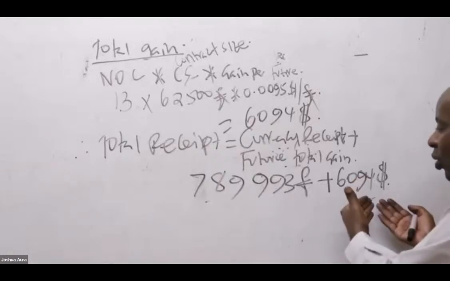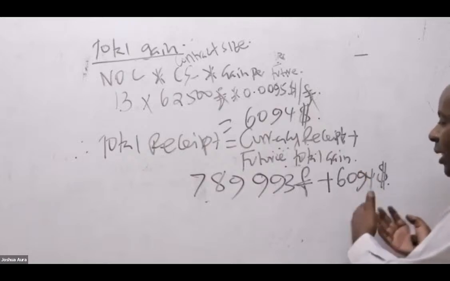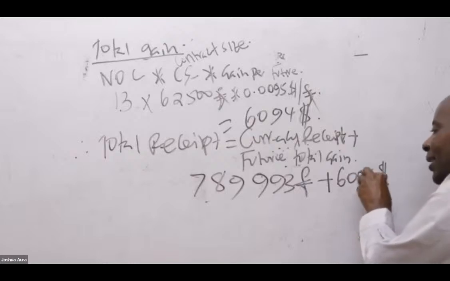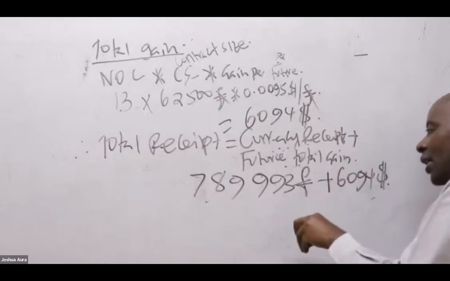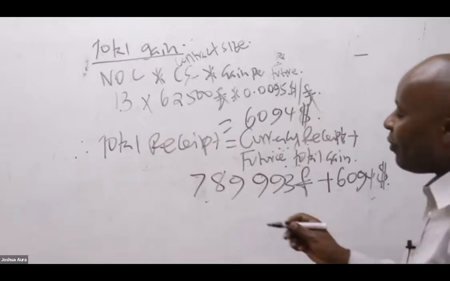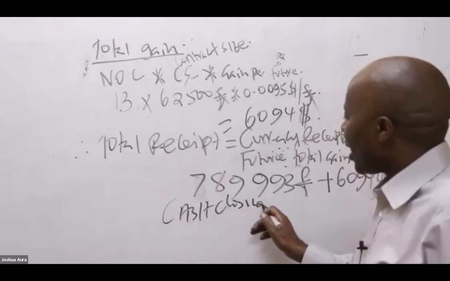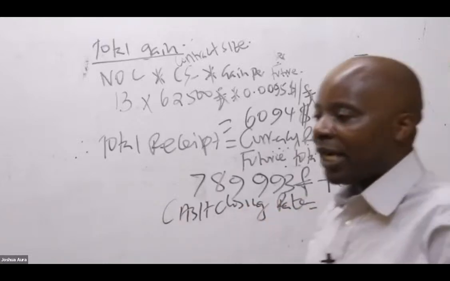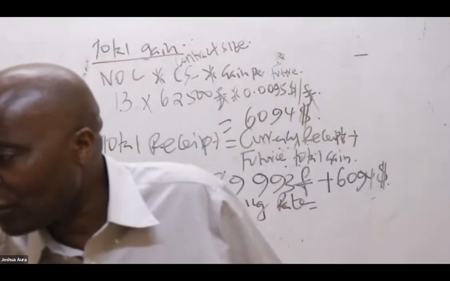And this is now where confusion comes. This 6094, how do I convert this 6094? Remember now they are no longer futures. This is money. It's a gain you've been given. You've been given this cash. So in this case here, remember we have the cash closing rate. The cash closing rate umepatiwa ni ngapi?